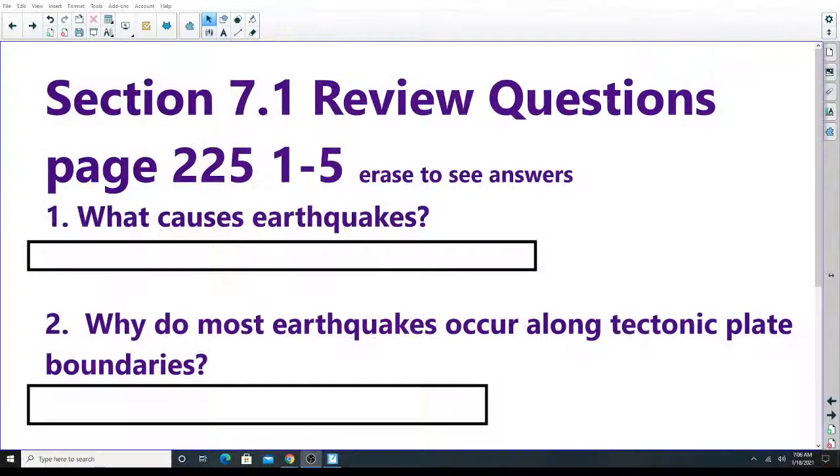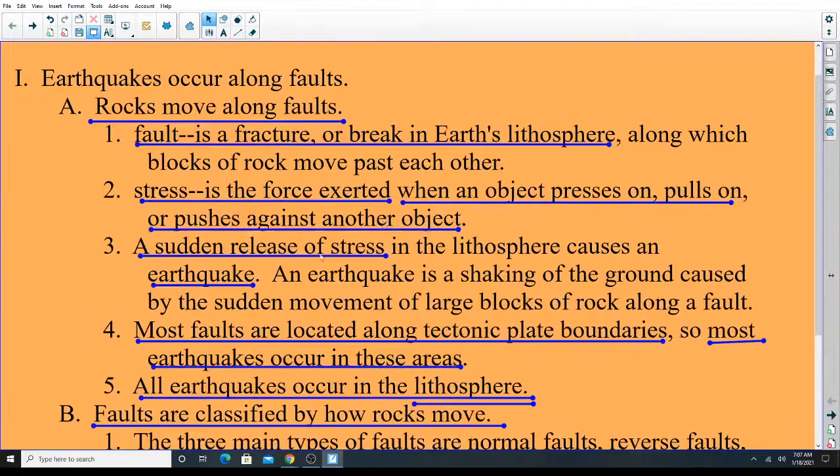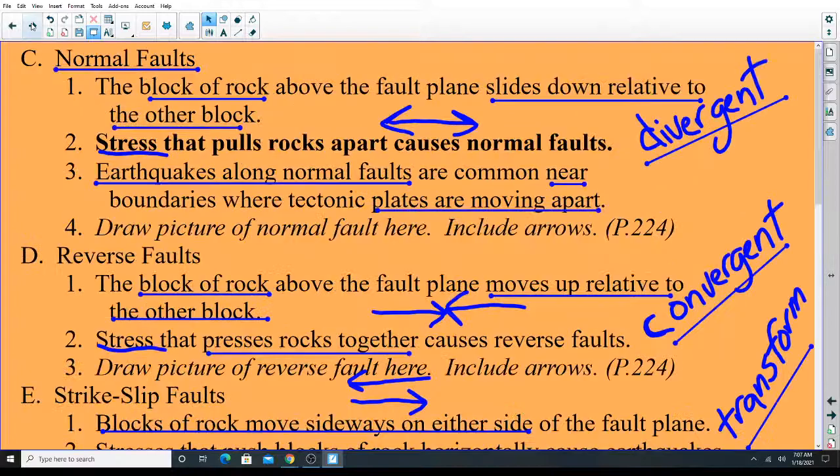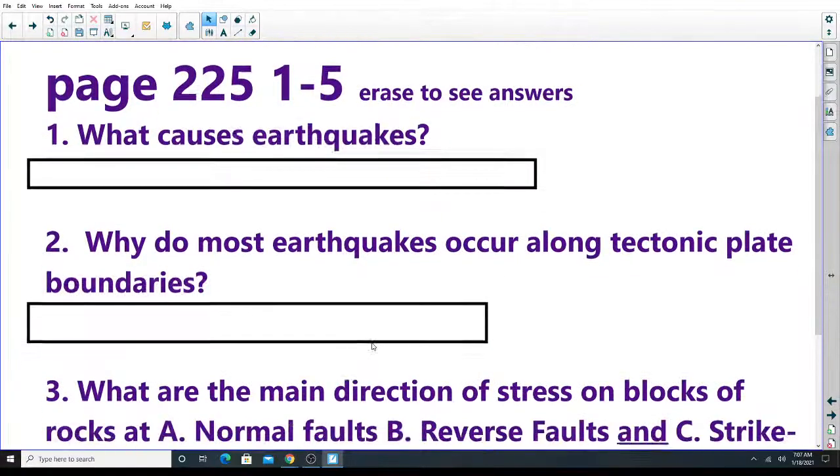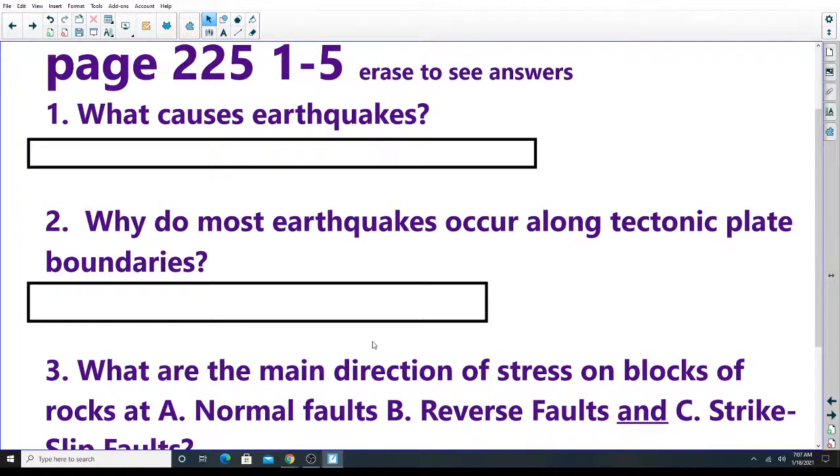So, your assignment today, which will be in a regular Google Doc, it won't look like a smartboard slide, but the first one says, what causes earthquakes? Now, if we go back in our notes, a sudden release of stress causes earthquakes. Look at that. How strange. Why would I have given you the answer to that? That's weird. Question, why do most earthquakes occur along tectonic plate boundaries? I'm sure I have that somewhere in your notes as well.